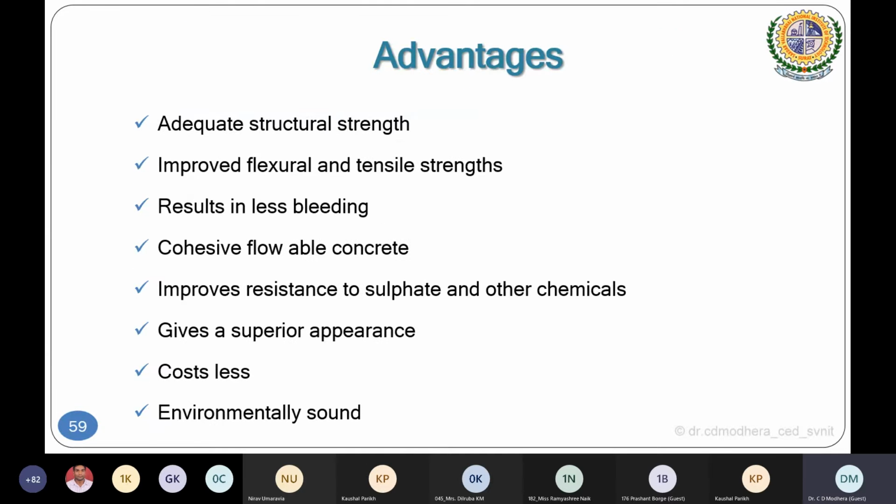Advantage of the HVFA is adequate structural strength we are receiving, improved flexural tensile strength also we are achieving. Because of presence of high volume, definitely it will reduce the bleeding, and very cohesive mix we will receive. It also resists the sulfate and other chemical. This is proved. Let me clear.